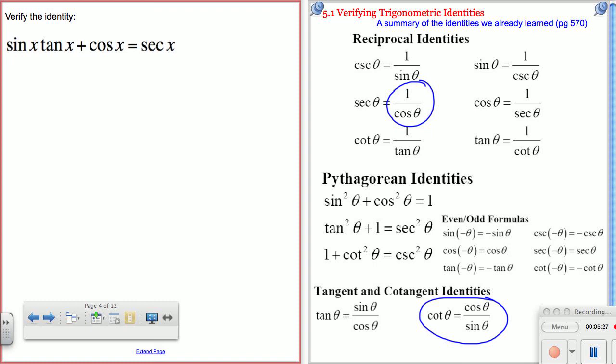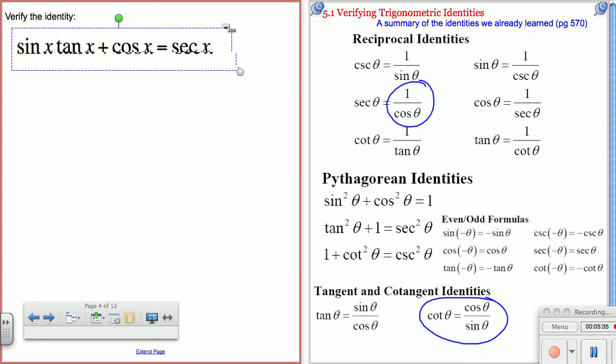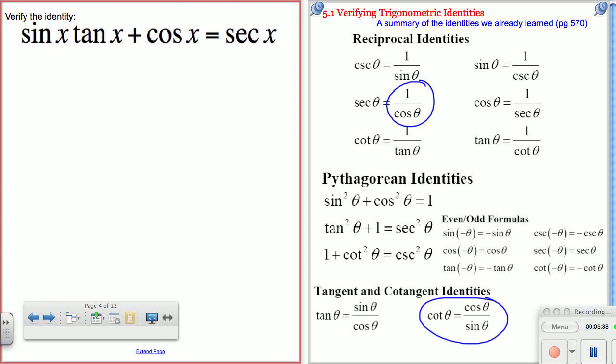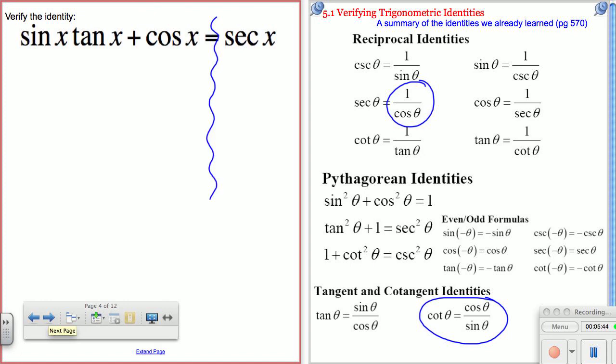Sine x tan x plus cosine x equals the secant of x. So, once again, one thing we like to do is start with the harder side, and I would say the harder side is the left side here. So I'm going to just draw a little squiggle. Remember, my goal is to make it look like secant x.